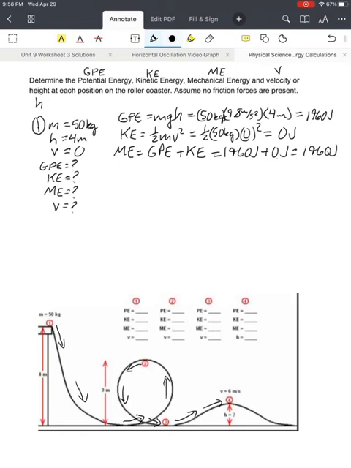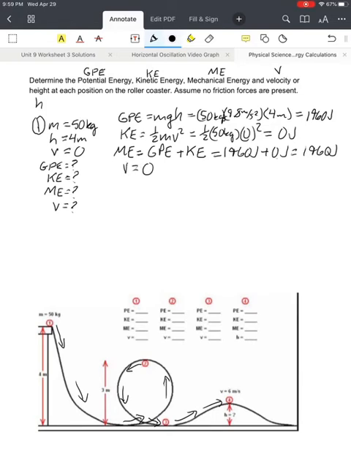So I'm going to let you in on a little secret here. Your mechanical energy is the total amount of gravitational potential energy plus the kinetic energy. Seeing that all we have is gravitational potential energy at the top here, and the gravitational potential energy is equal to the mechanical energy, we will never have more than 1,960 joules, and because we have no friction, the mechanical energy will be 1,960 joules every time.